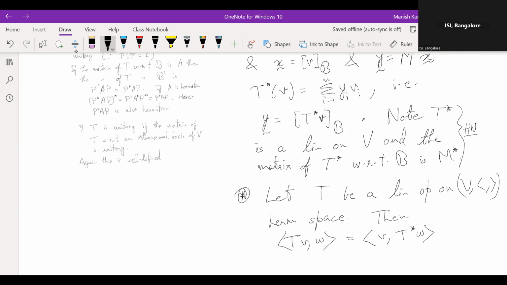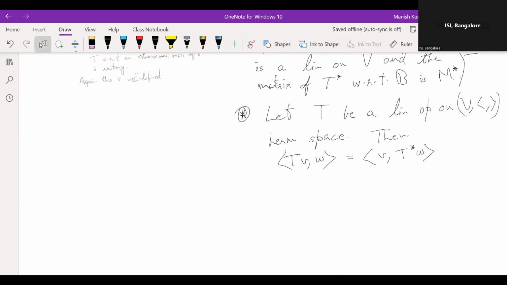So TV is there and W. You want to define T star of W to be the unique vector such that this pairing happens. That such a vector exists, and so such a linear operator exists and is unique, is another way to define it. But we'll take the earlier one as the definition and prove this property. So this should happen for all V, W in V.